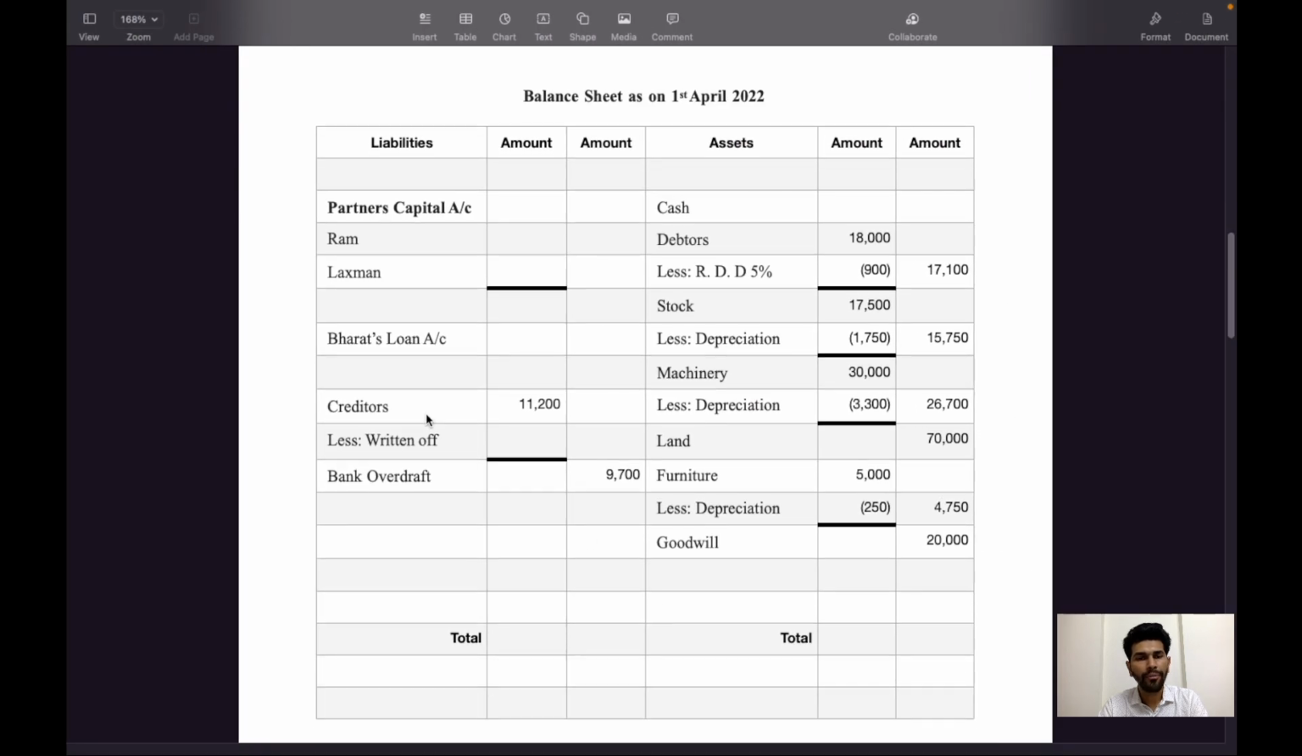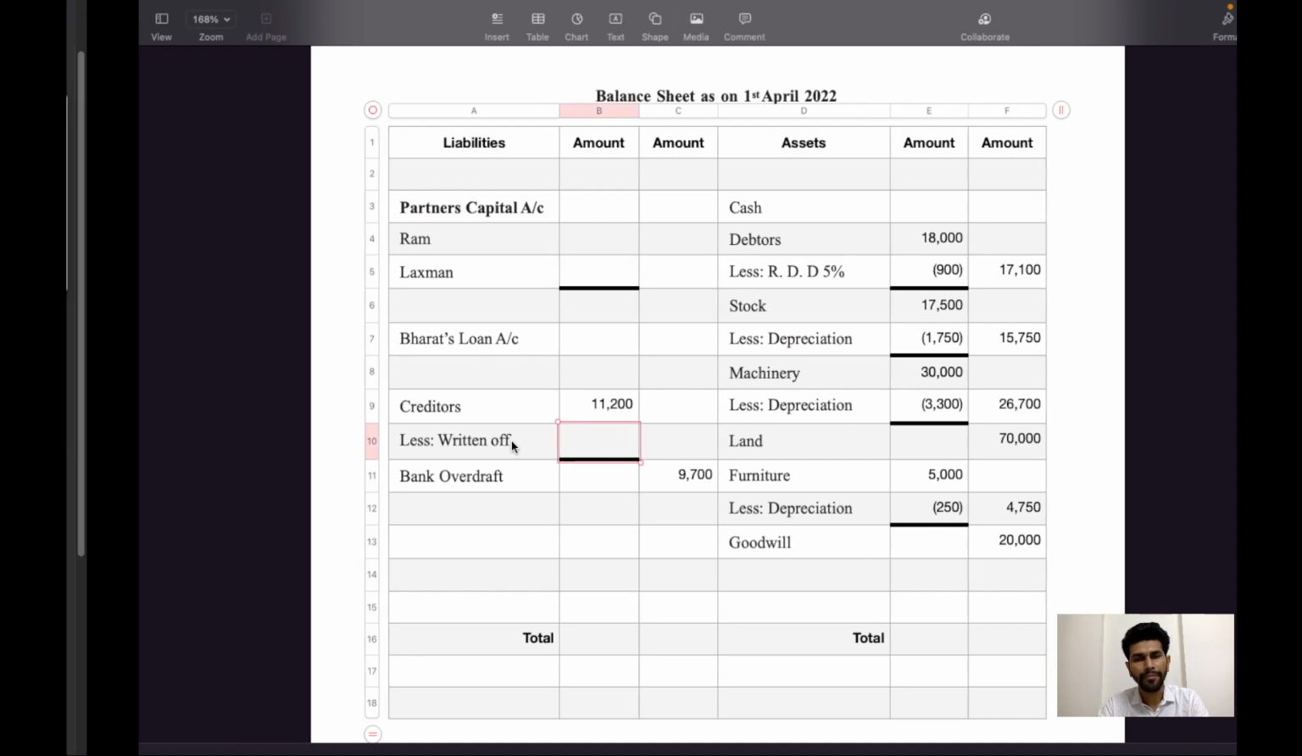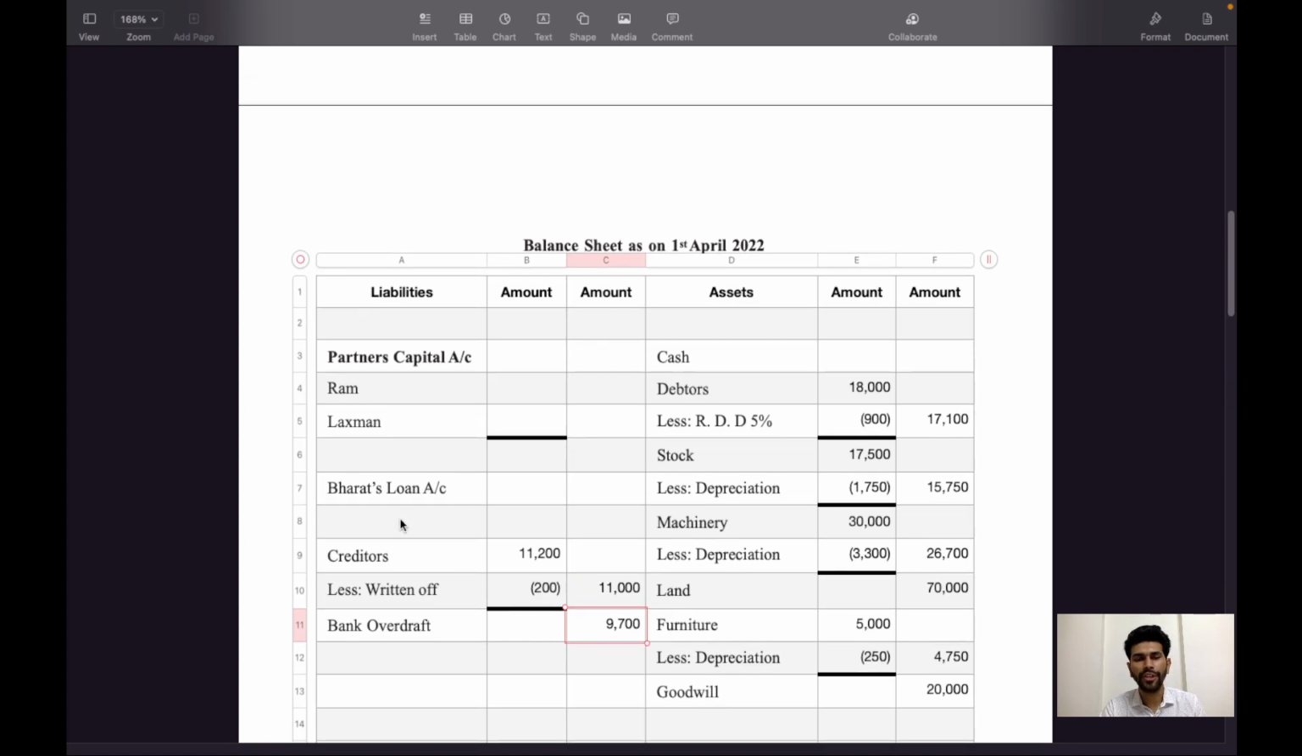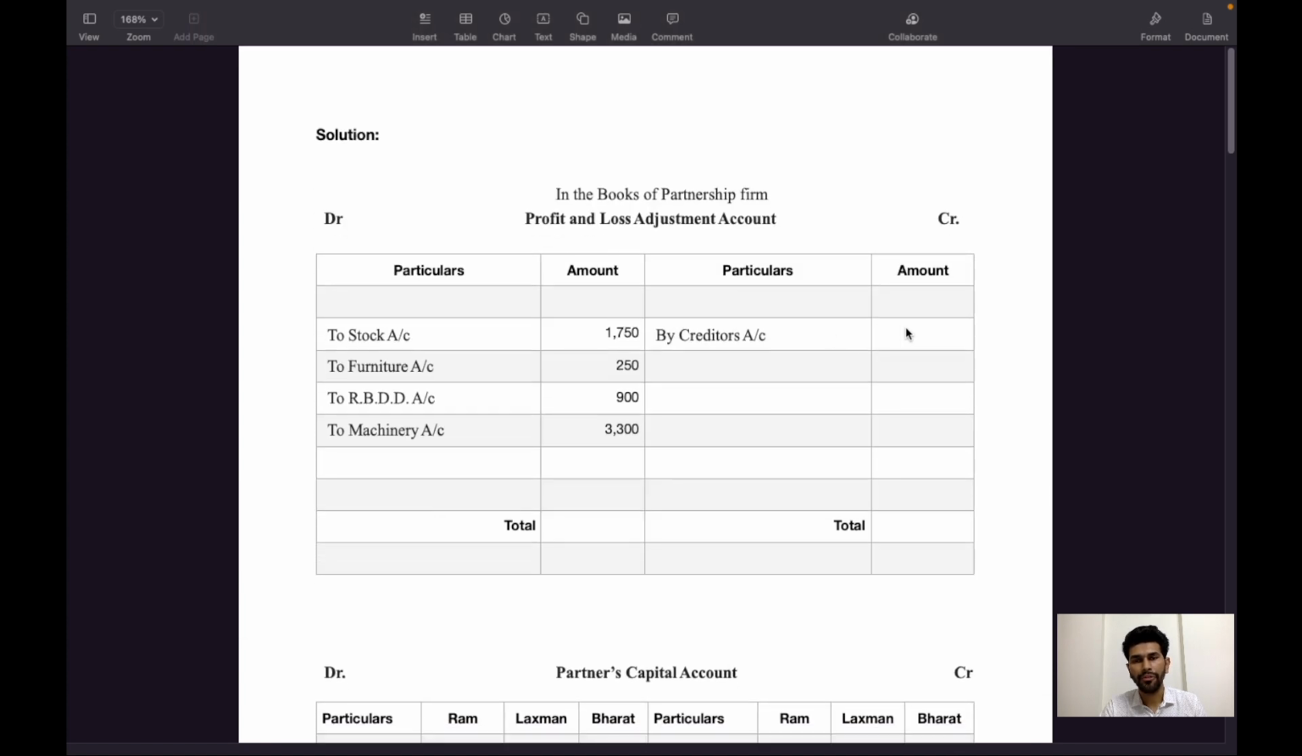Fourth adjustment, 200 rupees to be written off from the creditors. Write off means reduce, deduct the amount from creditors: 200 rupees written off from creditors, and balancing figure 11,000 rupees in the outer column. Reduction in value of an asset is on profit and loss account debit side. So reduction in value of a liability will be shifted to profit and loss adjustment account credit side. So profit and loss account credit side by creditors account 200 rupees.